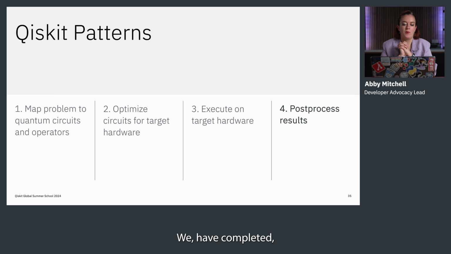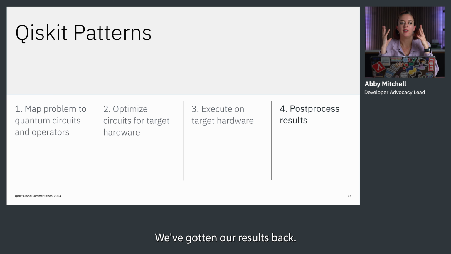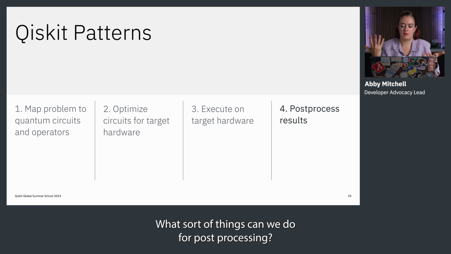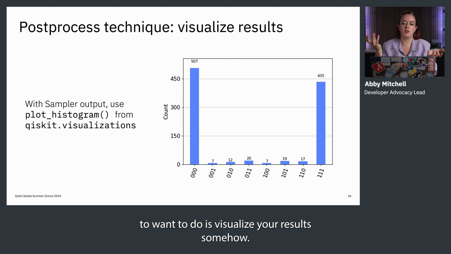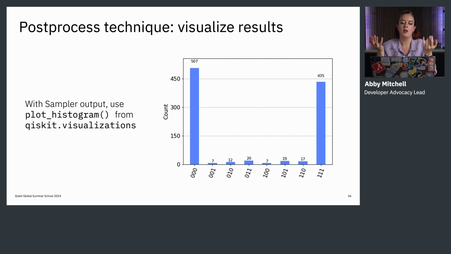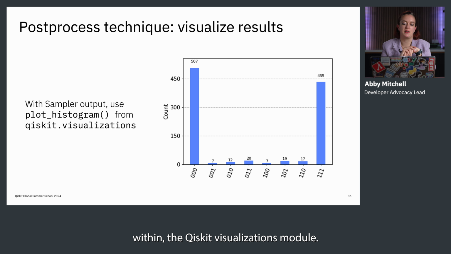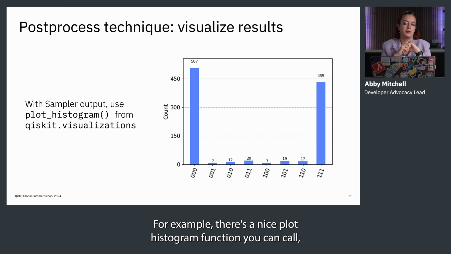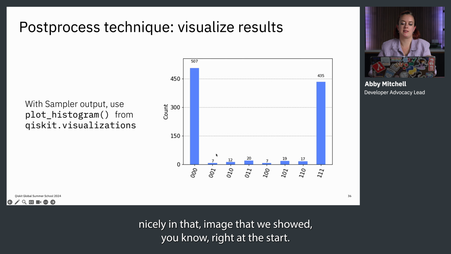Okay. We have completed the third step of the Qiskit pattern, and now we're on the home stretch. We've gotten our results back. What sort of things can we do for post-processing? The first thing you probably are going to want to do is visualize your results somehow. You can do that with a bunch of different features within the Qiskit visualizations module. For example, there's a nice plot histogram function you can call, which will group your results and display them nicely in that image that we showed right at the start.